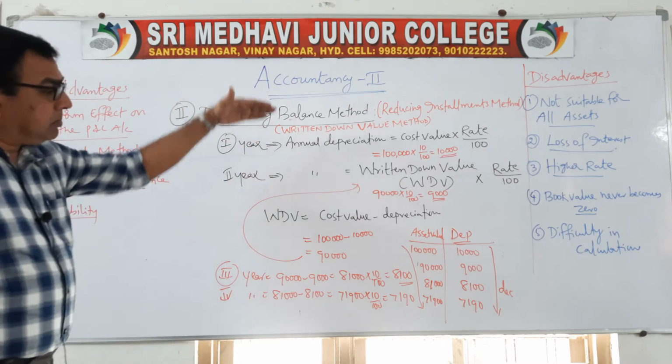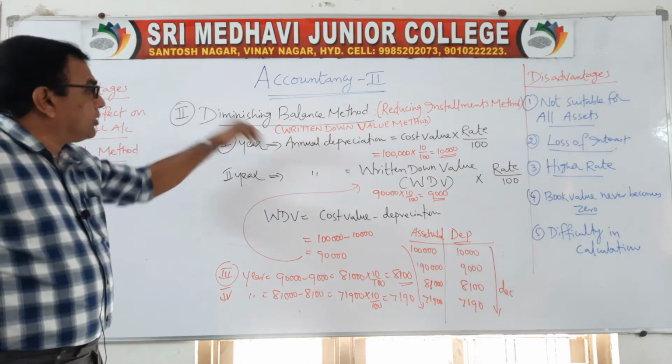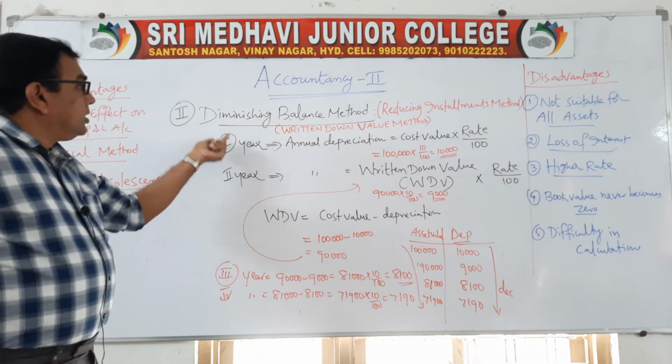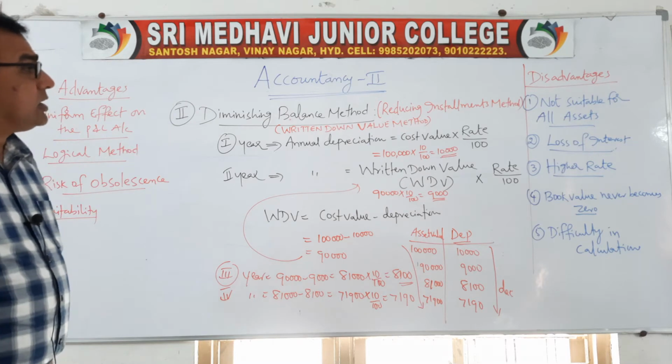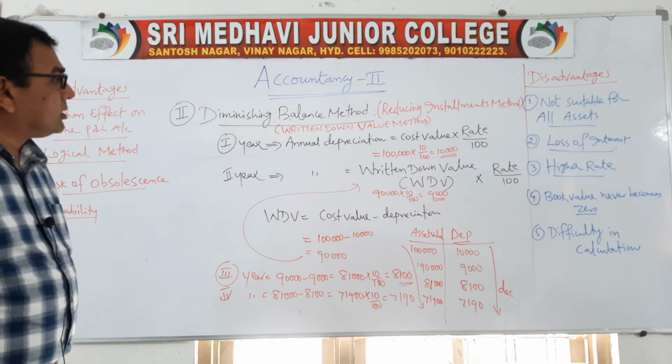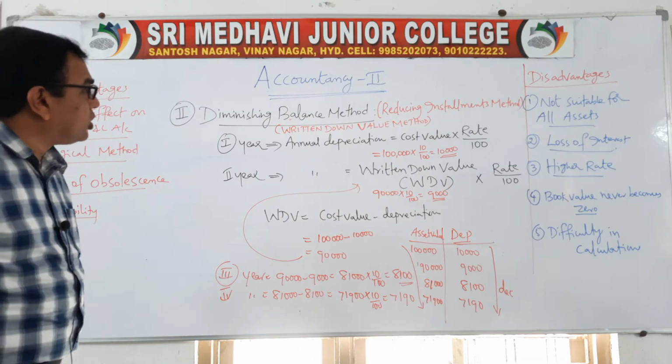So I hope by this example you might have understood about the formula. Under diminishing balance method, the same is also called as reducing installments method, also called as written down value method.